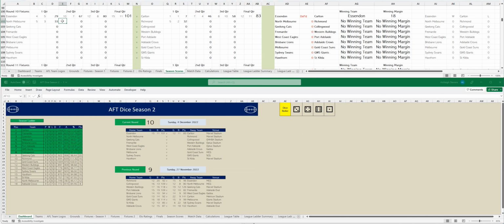They've kicked 3 goals 4, so that's 8 goals 7 to Richmond 6 goals 1. So it's 11 goals 3.